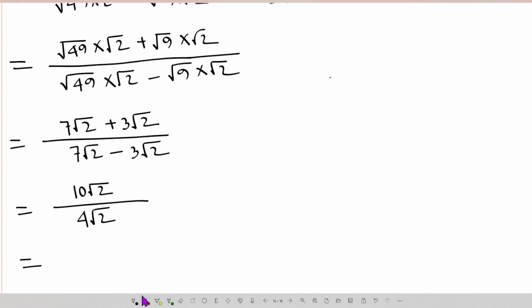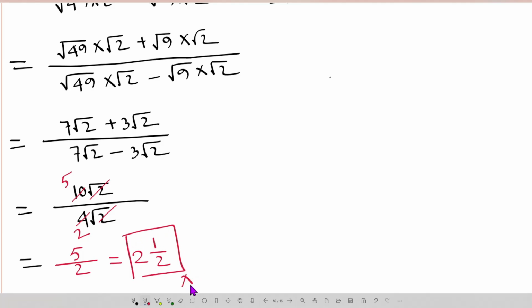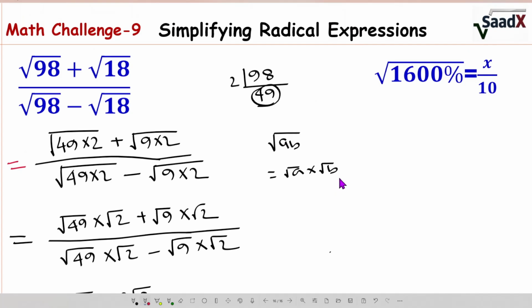So we can omit this root 2 and root 2, and 10 and 4 we write, so 10 divided by 2 is 5, 4 divided by 2 is 2, so we will get 5 by 2. This is an improper fraction. This one we can write as 2 1 by 2. It's a mixed fraction and this is our answer, okay. So very simple, and in this video, this is our bonus math, but very important, so be careful about this thing.